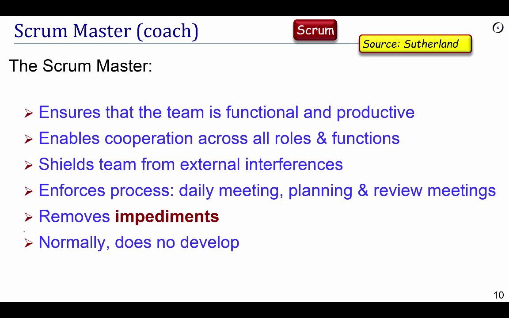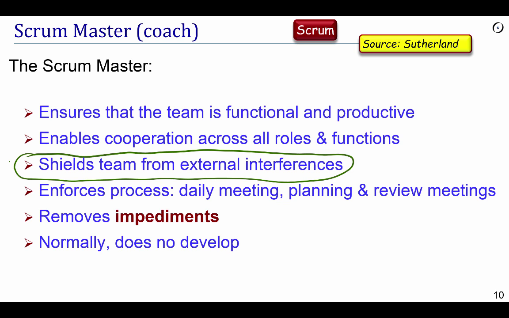But the Scrum Master actually does more. So here are some of the tasks: to ensure that the team is functional and productive, to enable cooperation across all roles and functions of the team, to shield the team from external interferences. As we've seen, there is sometimes a natural trend for upper management and other parts of the company to meddle into the daily work of the team, and that can be quite disruptive. It's part of the role of the Scrum Master to serve as what I earlier called an umbrella to protect the team from such undue interferences.